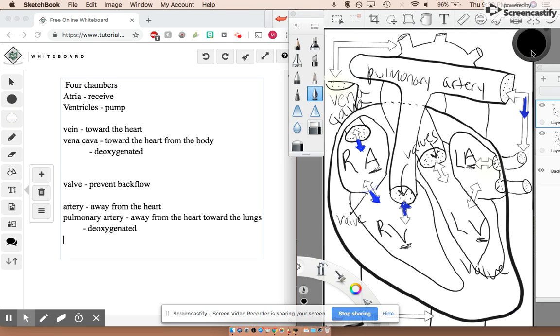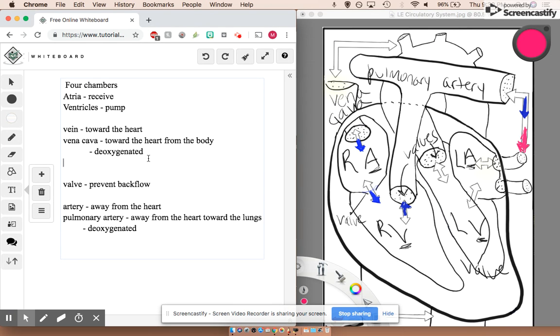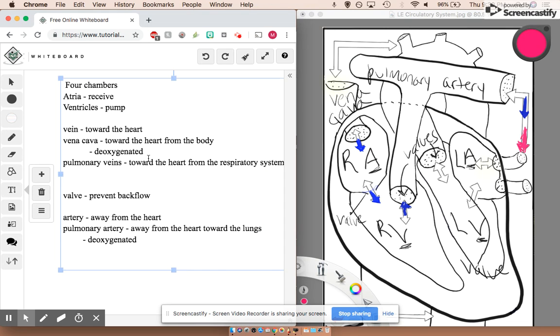From your lungs, it gets oxygenated. So we're going to color this red now. And it's going to get put in through another set of veins. This is going to have the word pulmonary again because it's related to the respiratory system. So the pulmonary veins bring blood toward the heart from the respiratory system. Now that means this is going to be oxygenated, okay, because we just picked up oxygen in the respiratory system. That's the whole point of this.